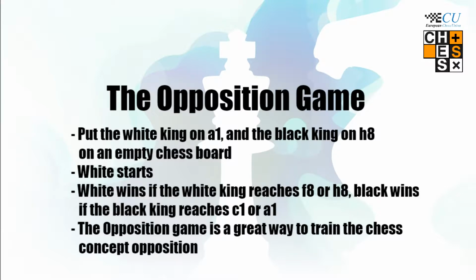When you're going to play the opposition game, you put the white king on a1 and the black king on h8 on an empty chessboard. White starts the game. White wins if the white king reaches f8 or h8. Black wins if the black king reaches c1 or a1. The opposition game is a great way to train the chess concept of opposition. So, what about this concept, opposition? This is it.